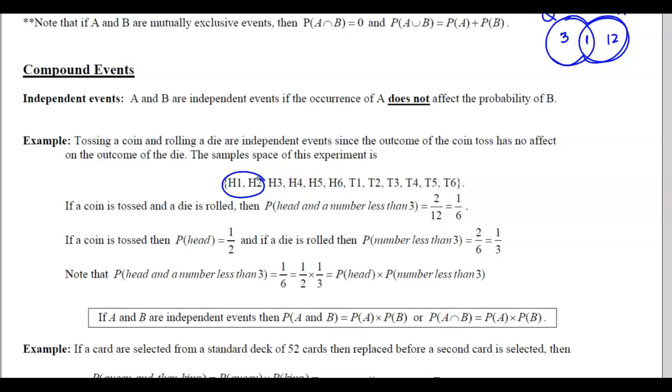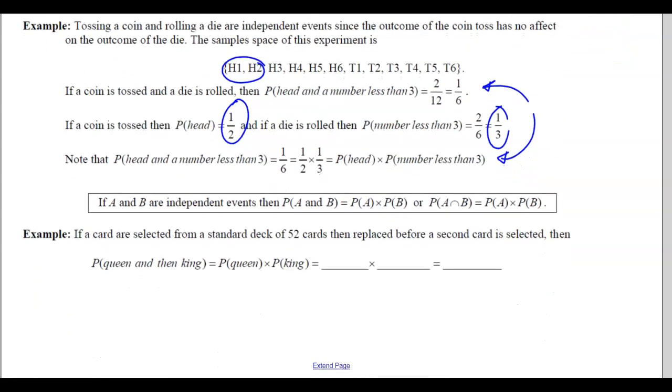Okay, now let's look at separately what the probabilities are. So if you toss a coin, probability of getting a head is 1/2. And if you roll a die, the probability of a number less than 3 is 2/6. You multiply 1/2 and 1/3, you get 1/6, which is exactly the same. Okay, so if they are independent events, you can multiply the probability of each event together. So if A and B are independent events, then the probability of A and B, or you can use the intersection symbol, is the product of each individual probability.